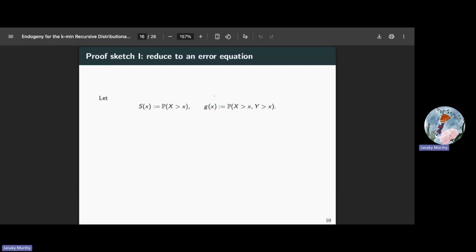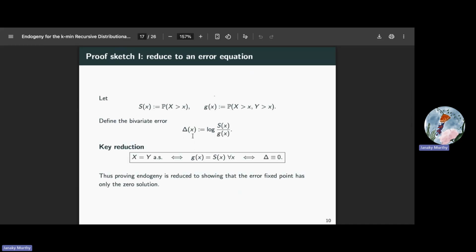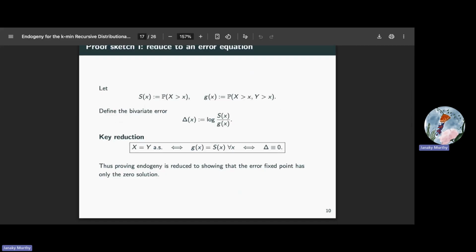So here is a brief proof sketch. Consider the CCDF, the complementary cumulative distribution function, of the univariate fixed point x and the joint CCDF of the bivariate fixed point x and y. We'll denote them by s and g respectively. And we define the bivariate error delta x as the logarithm of s over g. The first reduction, which is essentially the same argument as k equal to 1, is that bivariate uniqueness holds if and only if g is equal to s for all x, almost surely, if and only if the bivariate error is identically equal to 0. So the problem of proving endogeny is reduced to showing that the error fixed point has only the 0 solution.